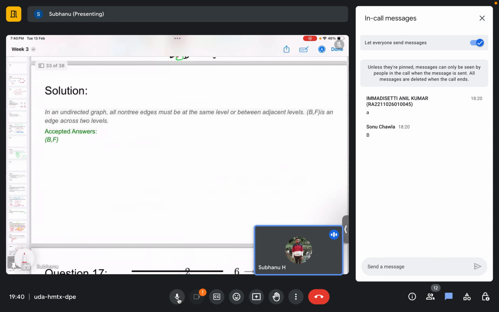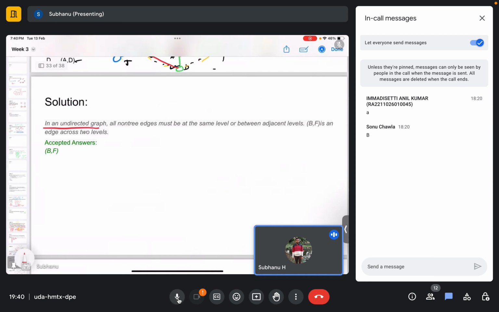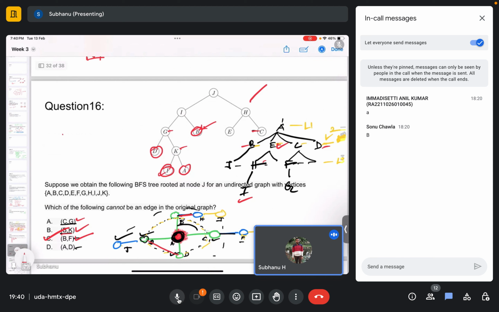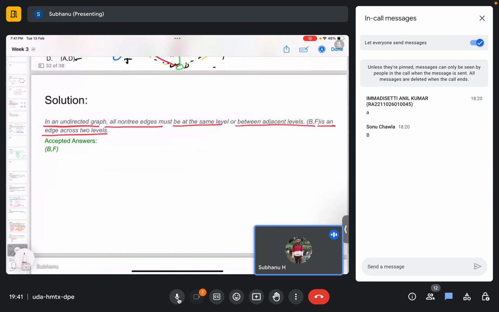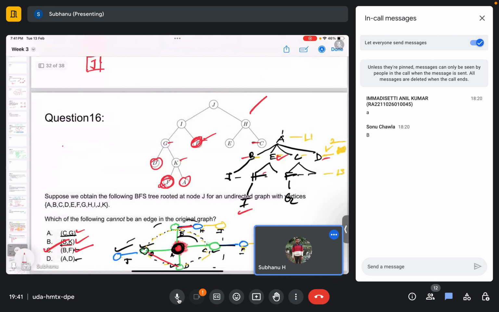So this is saying that in an undirected graph, all non-tree edges must be at the same level or between adjacent levels. So BF is an edge across two levels. So BF is an edge across two levels. Okay, so that's why.